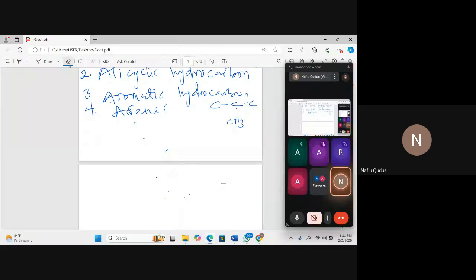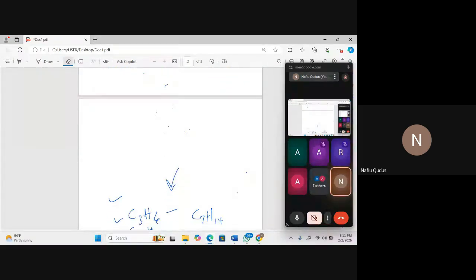So we found them in rings. Benzene is also found in rings, but when we say alicyclic, it is either in the form of alkane or alkene. Benzene is another thing entirely. Do you understand?